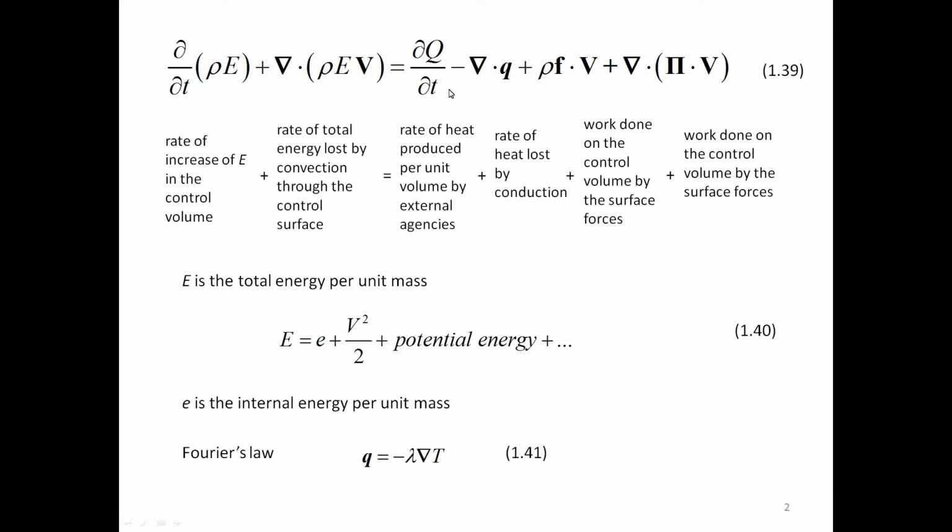The first term on the right-hand side of equation 1.38 is the rate of heat produced per unit volume by external agencies, while the second term, nabla dot q, is the rate of heat lost by conduction per unit volume through the control surface. Fourier's law for the heat transfer by conduction will be assumed, so that the heat transfer q can be expressed as q equals minus lambda gradient T, where lambda is the coefficient of thermal conductivity and T is the temperature.